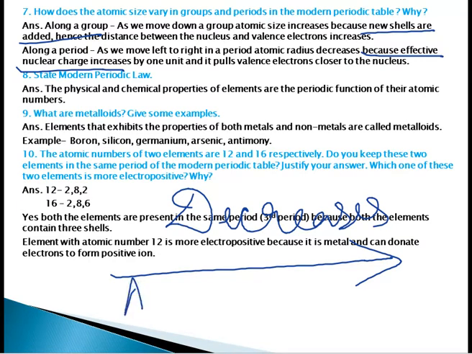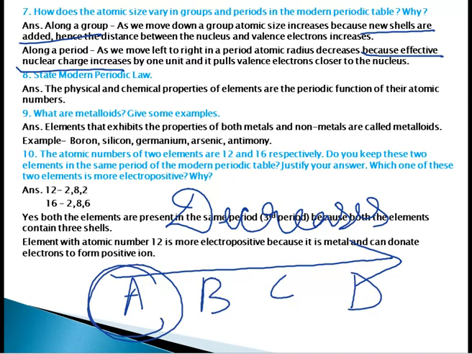decrease. Suppose elements A, B, C and D: the size of element A will be bigger, but as we move from left to right in a period, the size of element D will become small because of effective nuclear charge. The distance between the nucleus and the valence electrons will decrease, and the size will also decrease because of that.